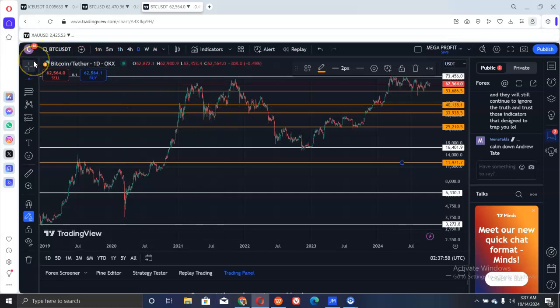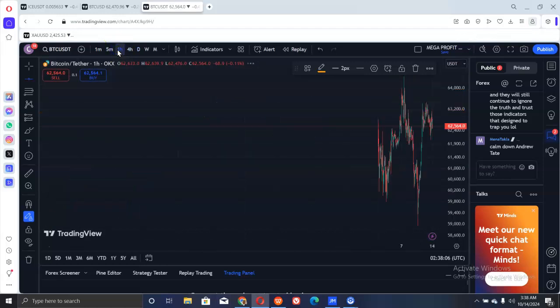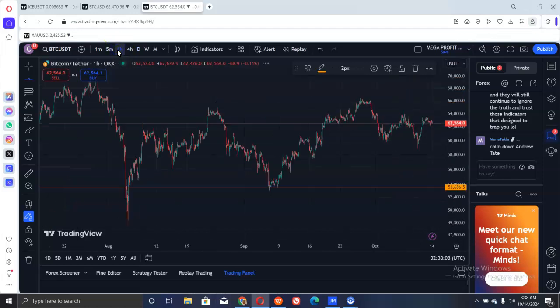Now I've been able to mark my key levels in the daily. So I normally trade in 1 hour. So let me go back to 1 hour. Now it is clearer in 1 hour here. So what do I do? I still need to mark my key levels in 1 hour. So let me bring it closer. Then what do I do? I mark here. I need to mark here.